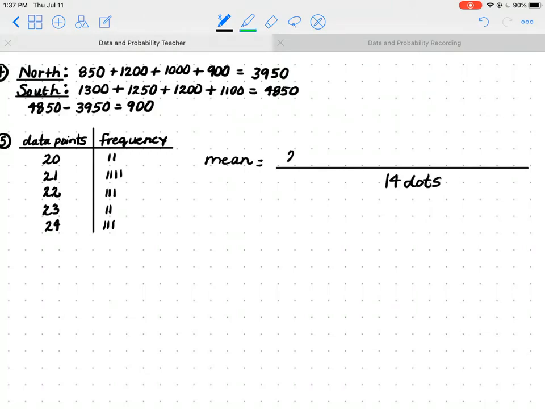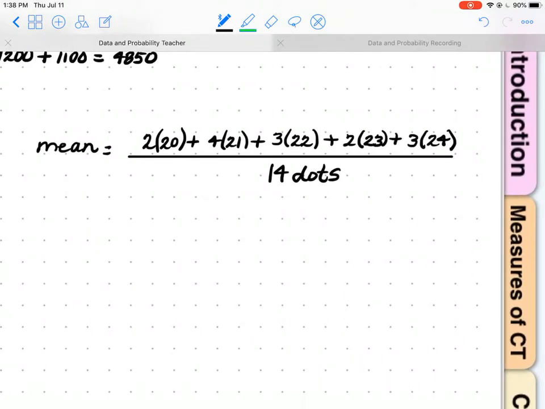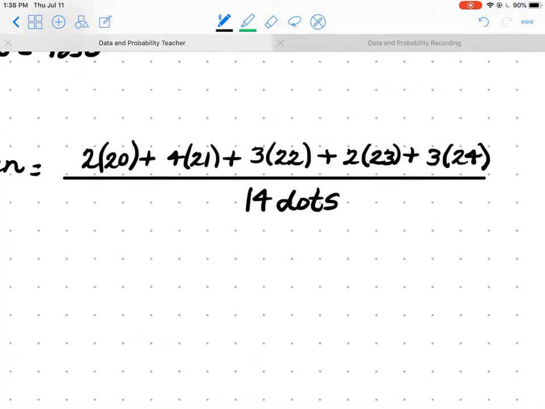So we have 2 of them that were 20s, 4 of them that were 21s, 3 of them that were 22s, 2 of them that were 23s, and 3 of them that were 24s. And I got that off my frequency table, or you can get it off of the dot plot. Either way is fine.